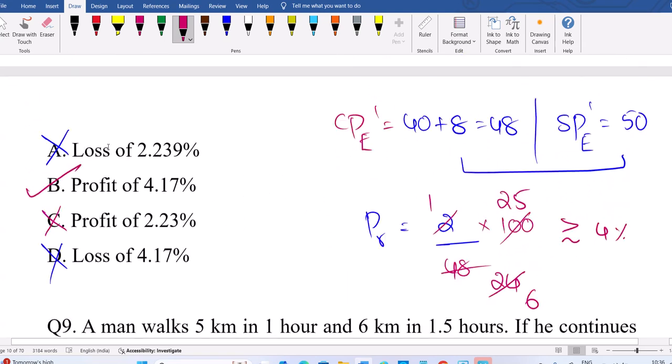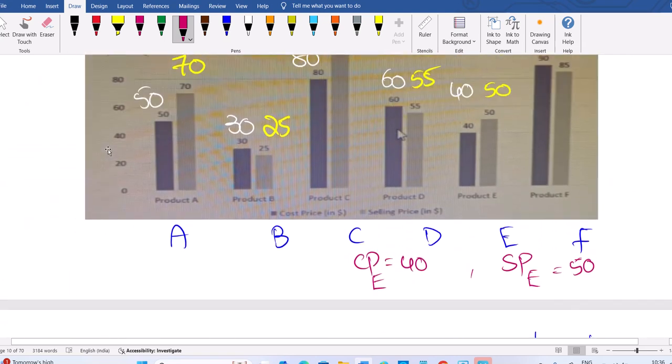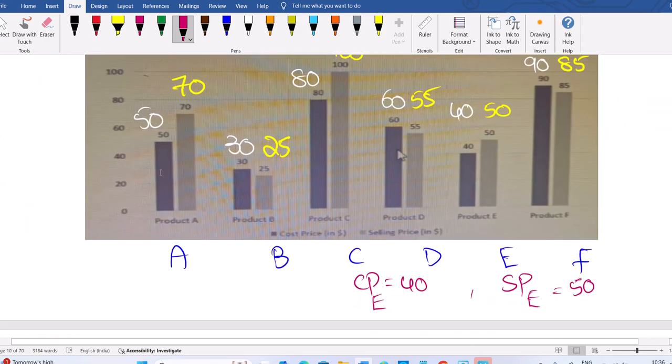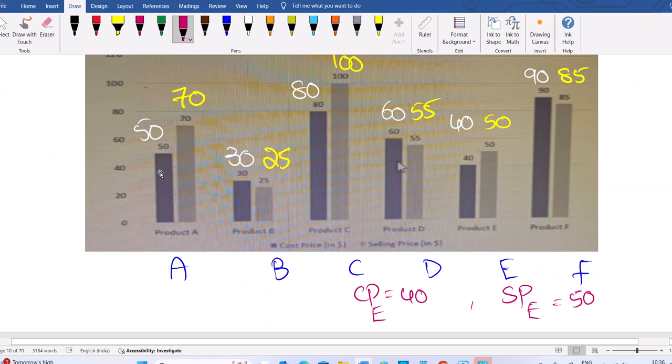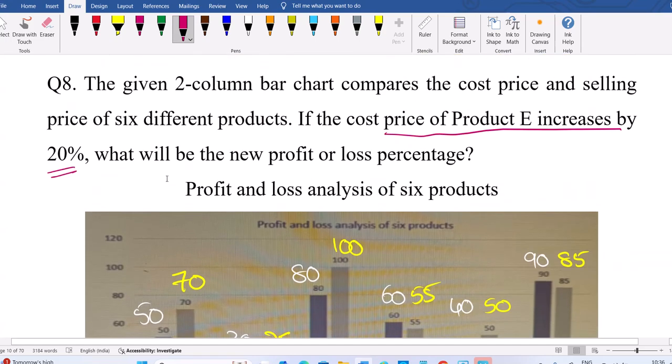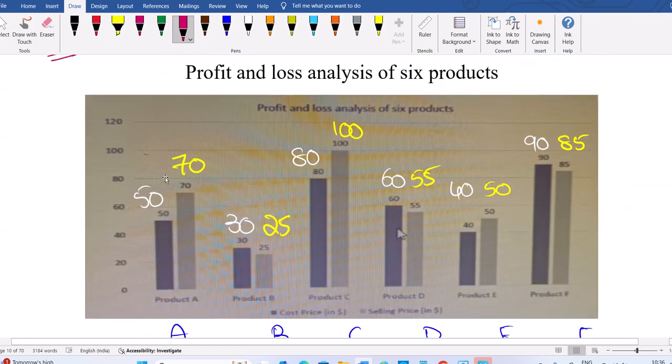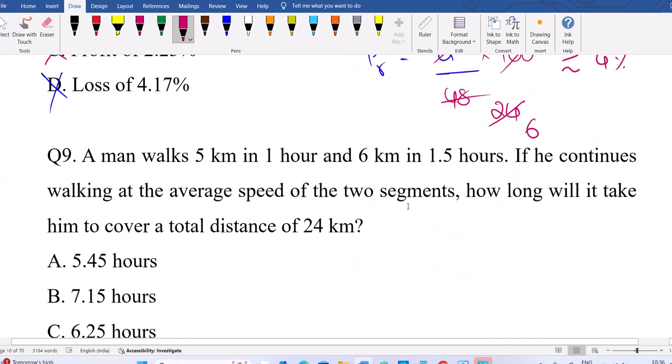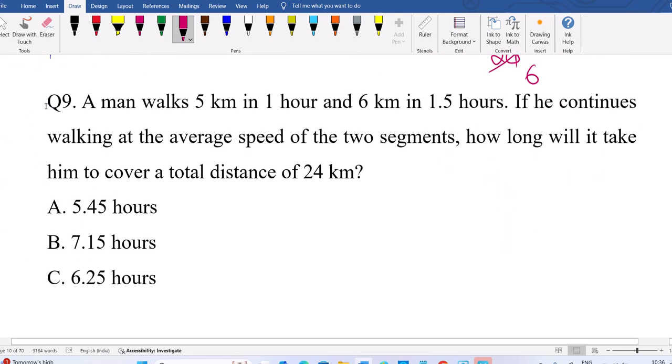Now this was a combined profit and loss and data interpretation question. They gave A, B, C, D, E, F all. What is the question? Collect the data. In data interpretation, they give data and a diagram. Collect only the required data, don't go for all the data. Here data is required only for product E. Collect only that product's data, do the changes they suggested, and perform the calculations. Now let's see the next one.